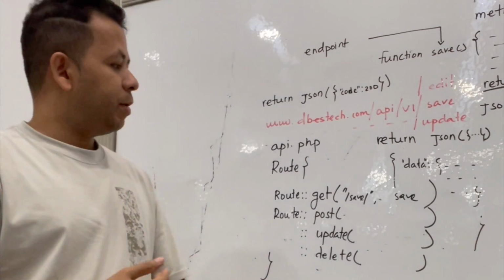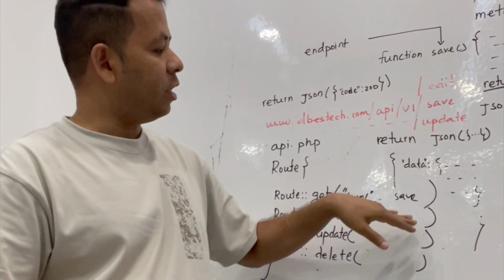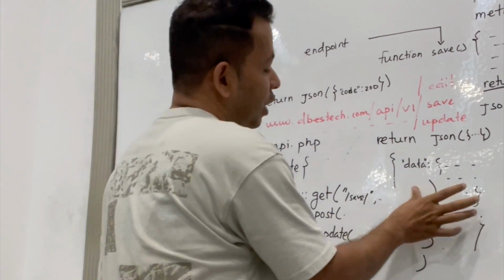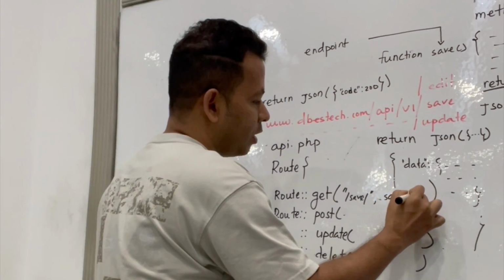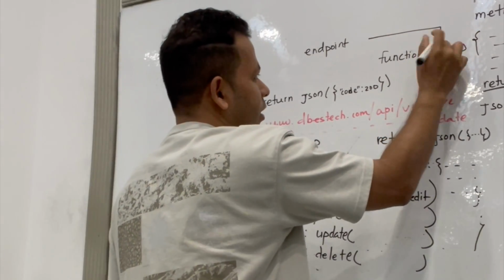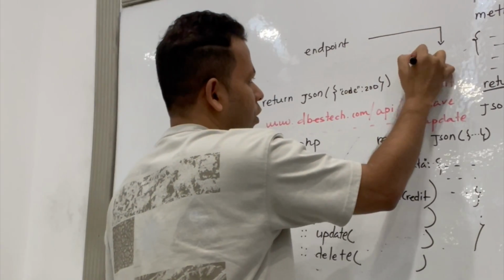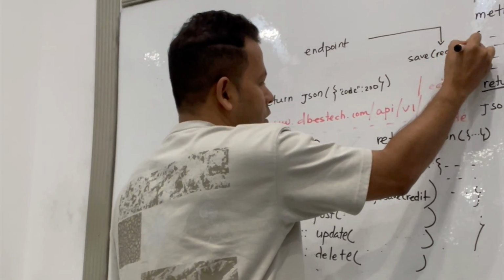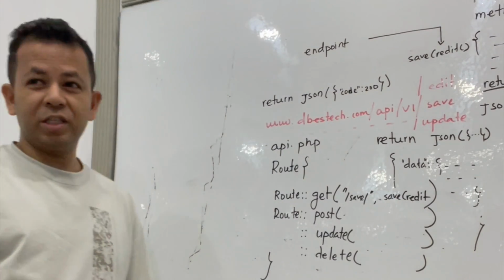But then what is this? This save, this name, could be the same as this. For example, here you want to change the name. You could say save credit. So you have to name it here save credit, okay? You get the idea, right? So here we're going to call it save credit. Here, this and this section, the name must be the same.